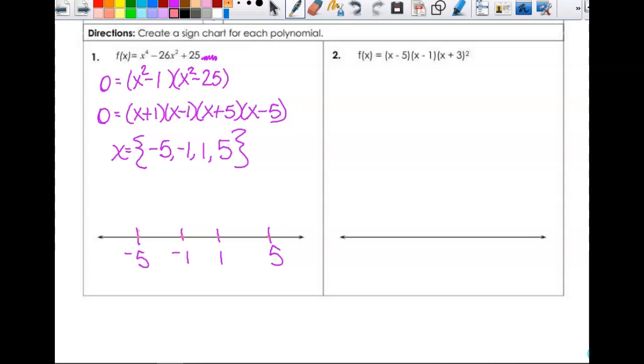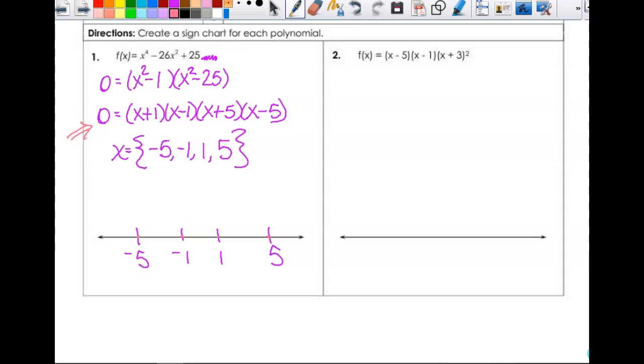It doesn't always alternate, but we're going to choose points that aren't these, because I know at these, it's 0. So I'm going to choose a point between -infinity and -5. Okay, so I'll go with -6. There's no reason to get crazy. I use my fully factored form right here, and I substitute it in.